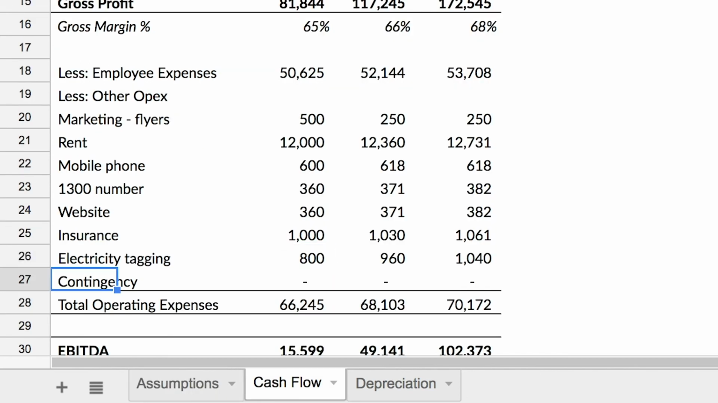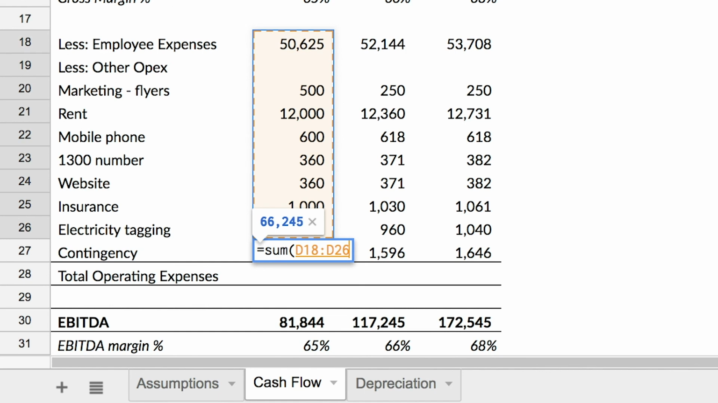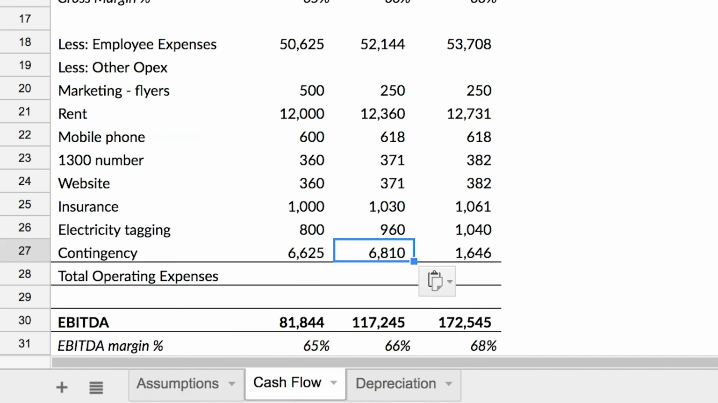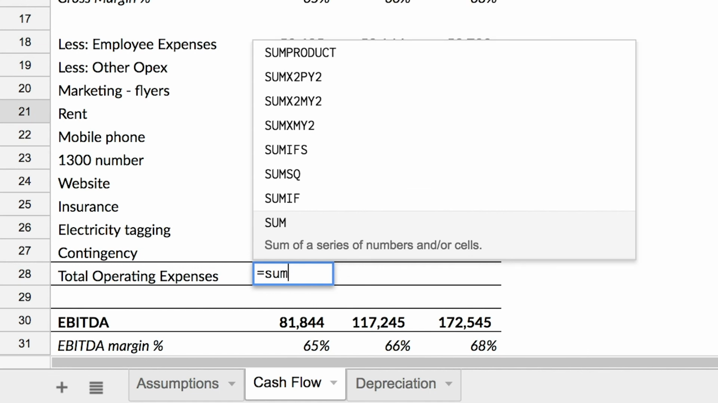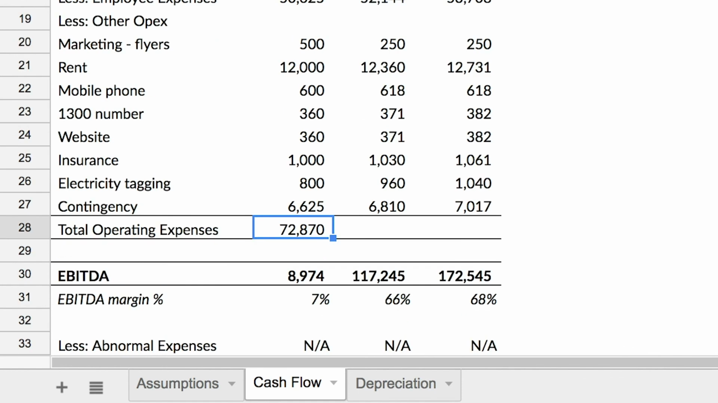Sometimes you can add a contingency line item if you just want to make sure you've got enough of a buffer. So basically, to calculate your contingency, you need to take the sum of all your costs, go back to our assumptions and grab the 10% contingency and multiply it by that 10%. And we'll copy that formula over. Type in the formula equals sum, and then shift and the up arrow key within the brackets to select all the cells you want. Copy that formula over.